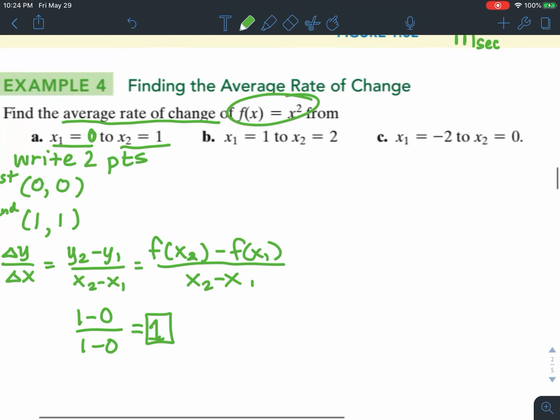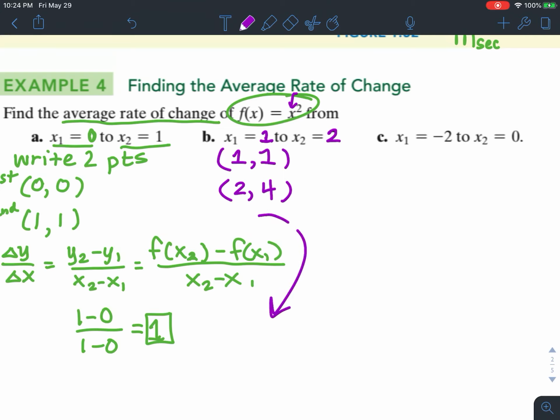Okay, same function, but now we have some new values. So the first thing you want to do is write down your 2 points. That's your first x, and that's your second x. Where do you get the y's? You gotta plug them in. So we take the 1 and we plug it in here, and we get 1. We take the 2, and we plug it in here, and now we're going to get 4 because the function is x squared.